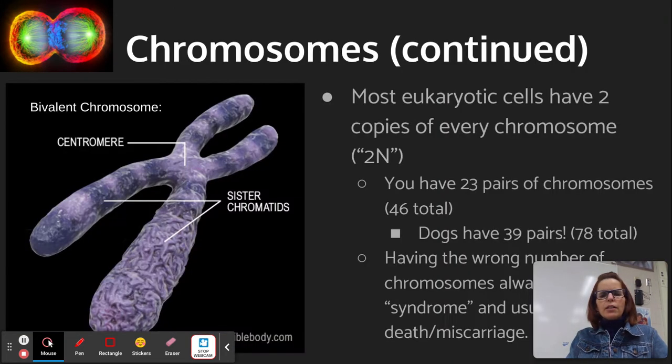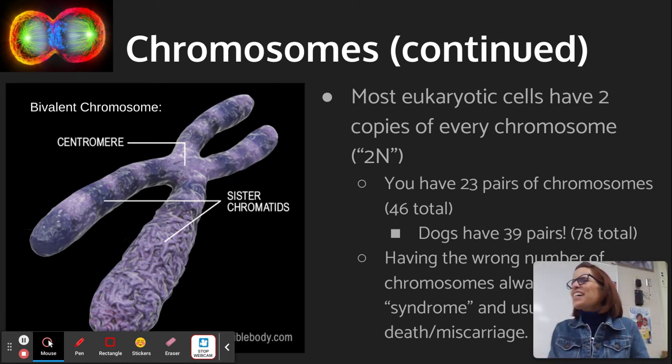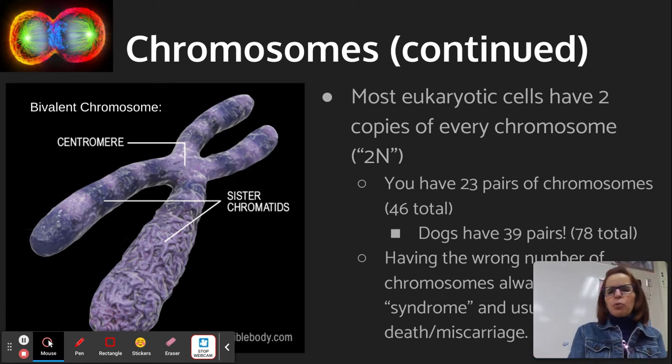Oh, and just a quick reminder, the letter N, so 2N indicates that you have 2 copies of every chromosome. So you are a 2N organism because you got half of your DNA from mom and half of your DNA from dad. Does anybody remember what cells in our bodies are 1N? What cells in our bodies have half the DNA? KJ, that would be reproductive. Nice. So sperm and egg are 1N cells.